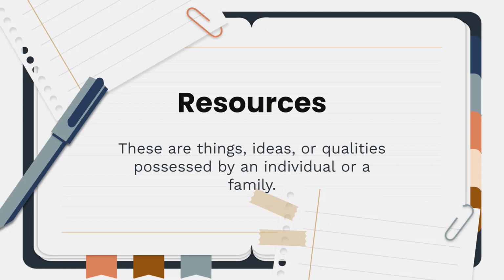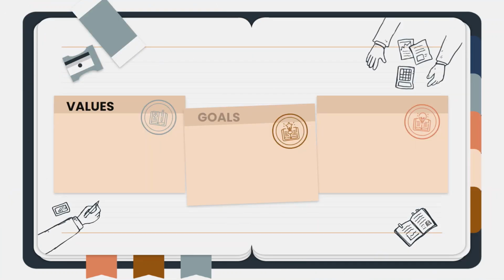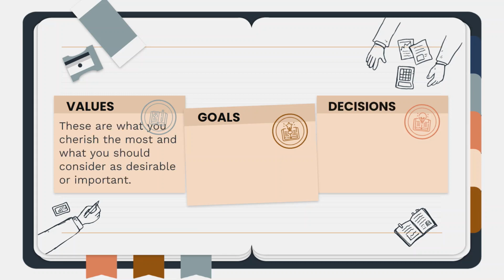There are three important elements in resource management: values, goals, and decision. Values are what you should cherish the most and what you should consider as desirable or important. This guides your behavior and serves as your inspiration. Examples of values are honesty, cooperation, trust, and love.